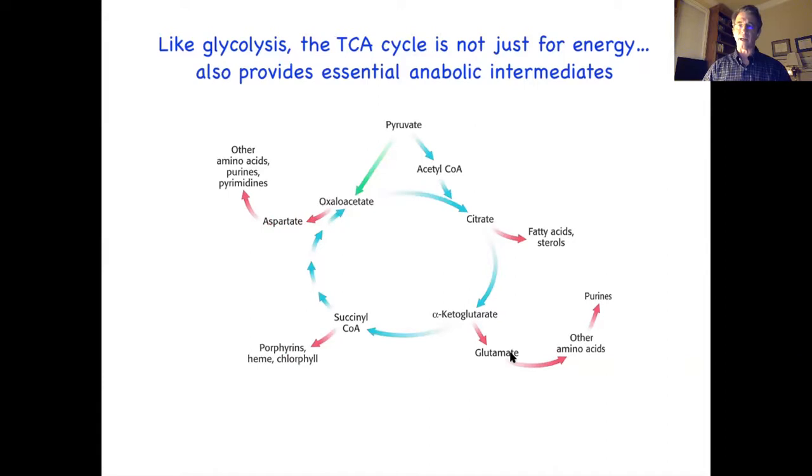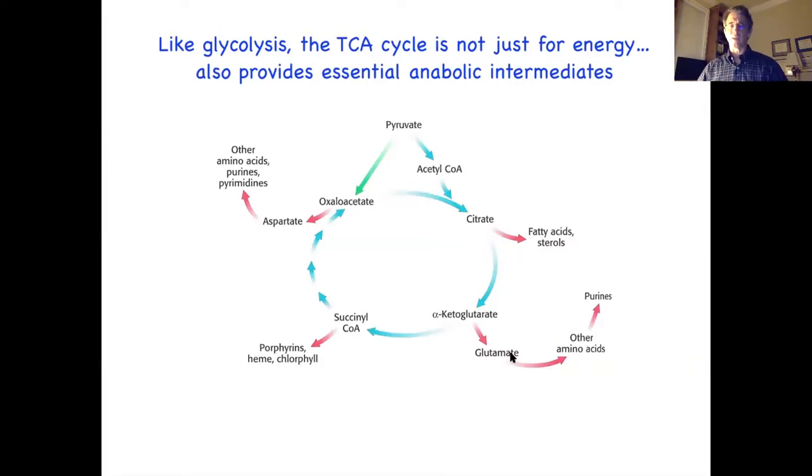Oxaloacetate is directly connected, as we're going to see in the paper we're going to read, to formation of aspartate, which is also important for making other amino acids. So you run the TCA cycle not just to make as much ATP as you can, but also to create these intermediates we need for making other stuff. These are the so-called anaplerotic reactions of the TCA cycle.